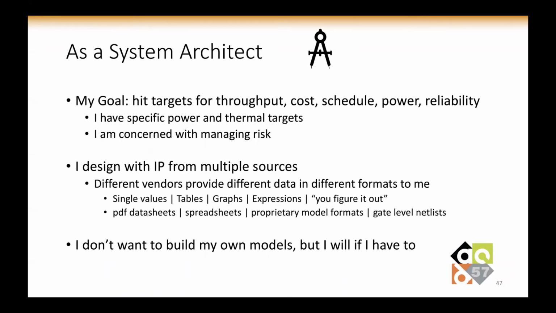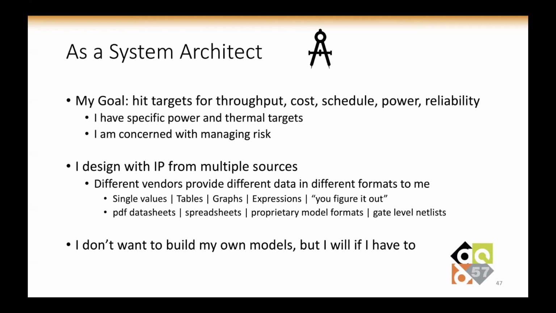As a system architect, I have several goals regarding throughput and performance, cost, schedules, power, and reliability, and have specific targets for power consumption and junction temperature. I'm also concerned with managing my risk as I pursue those goals. So to do that, I need to have early estimates for energy, power, and junction temperature to guide me in my design decisions. It could be a career limiting move if I don't find out where I am relative to my goals until late in my project. I need early, accurate information.